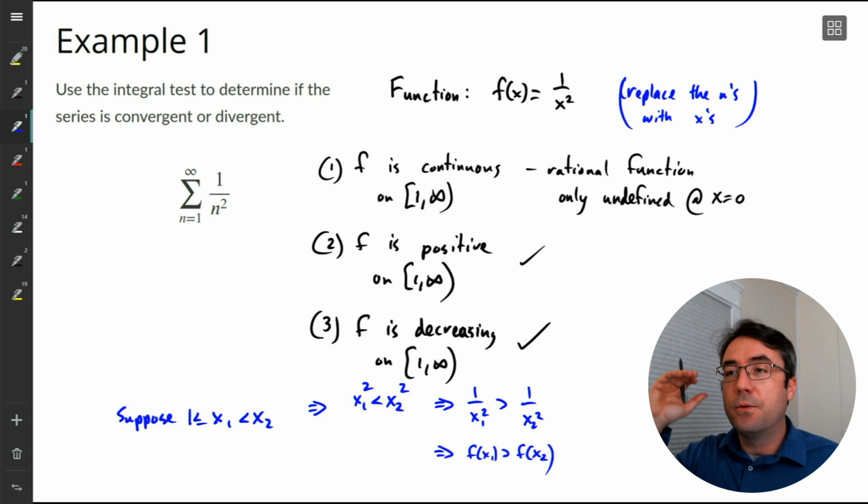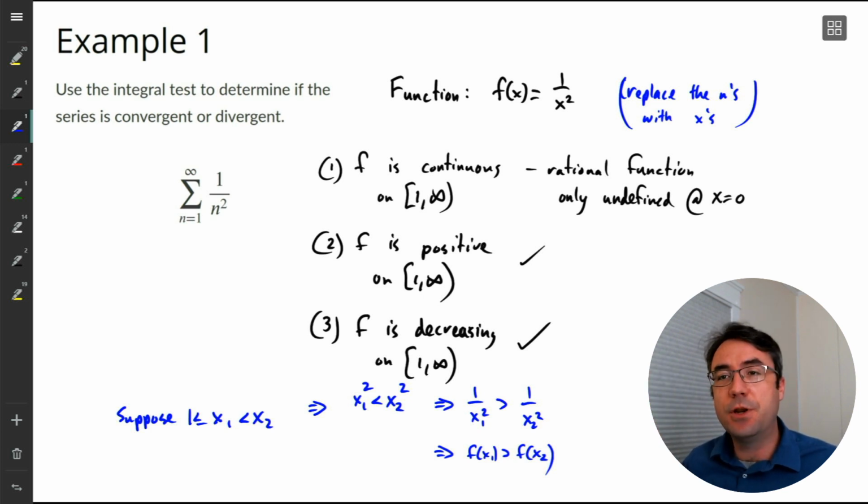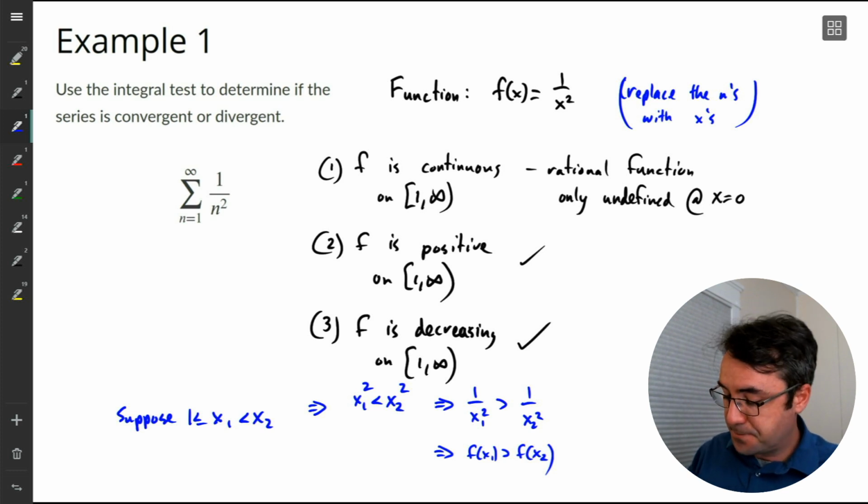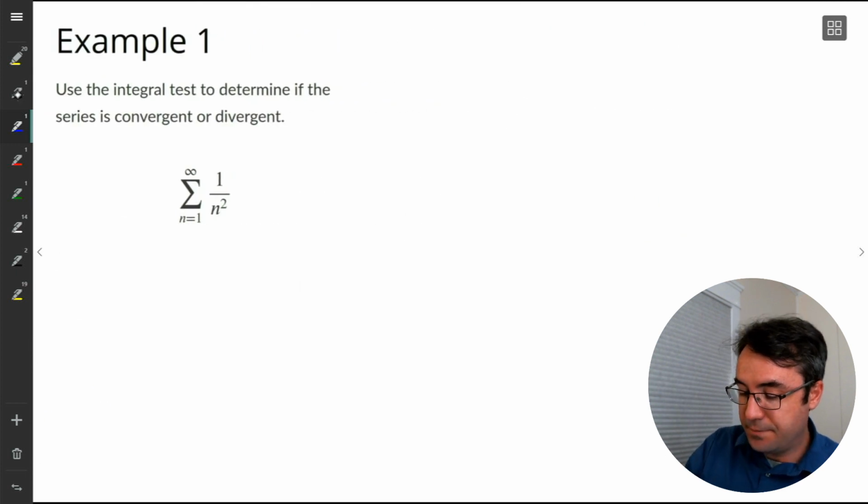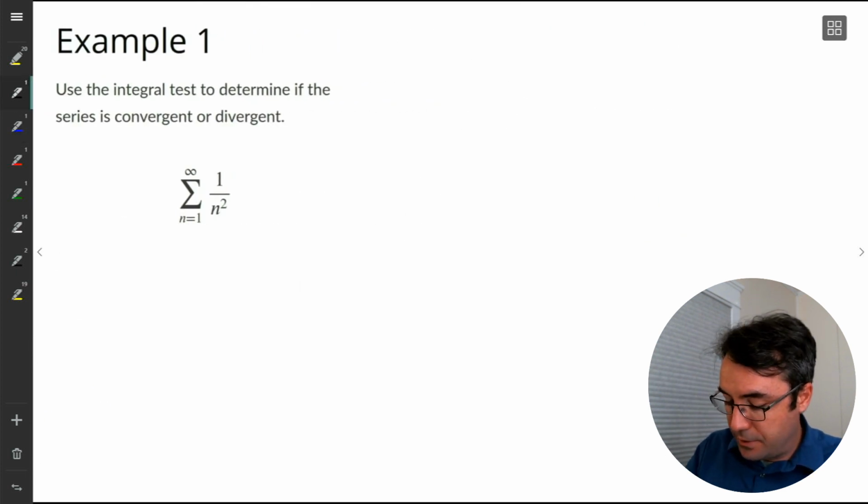All right, so we have our three conditions here. We know that they're all satisfied, so that's good. So now we can actually go do the integral, apply the integral test. And so this is where we calculate the improper integral. So let's actually do that next.